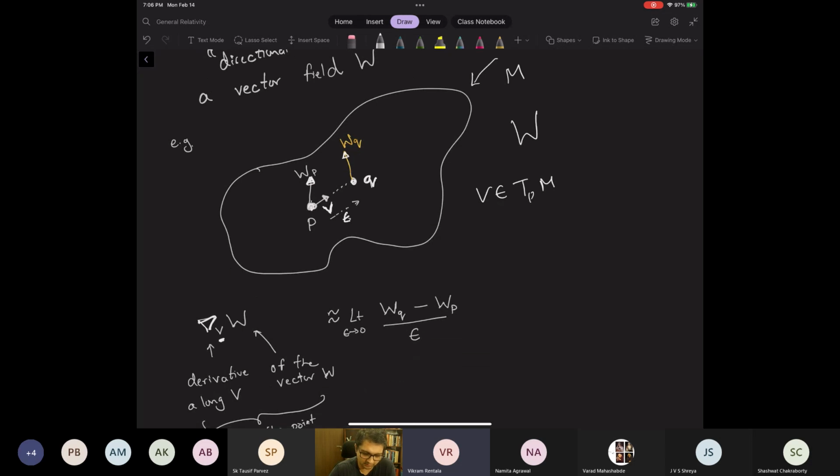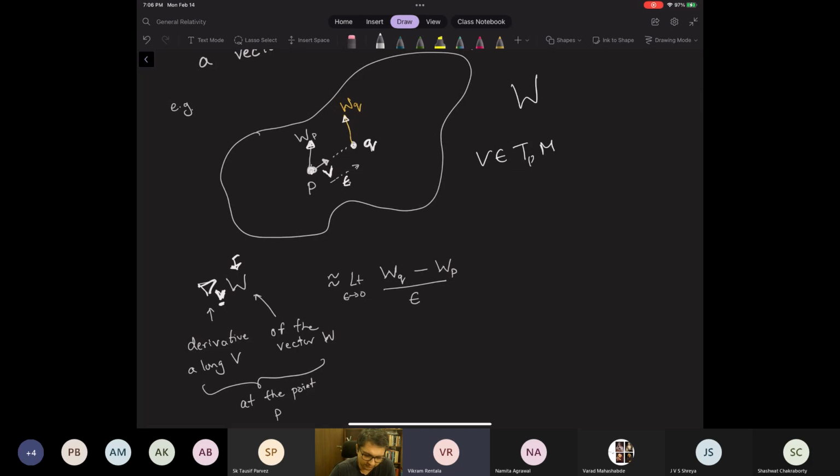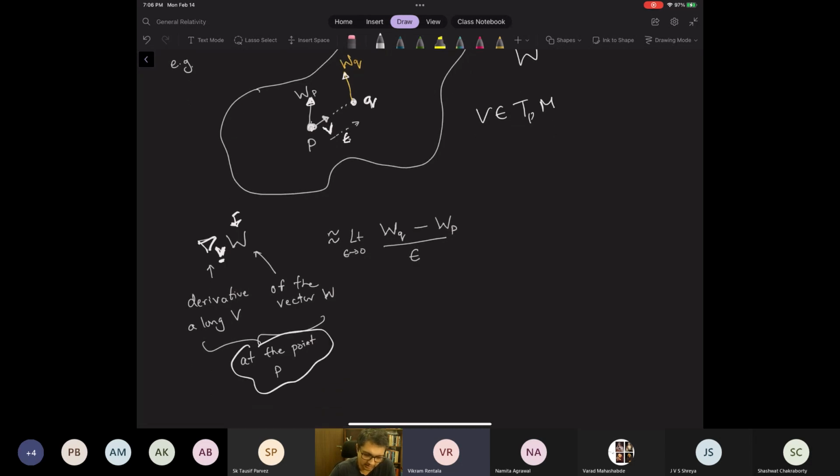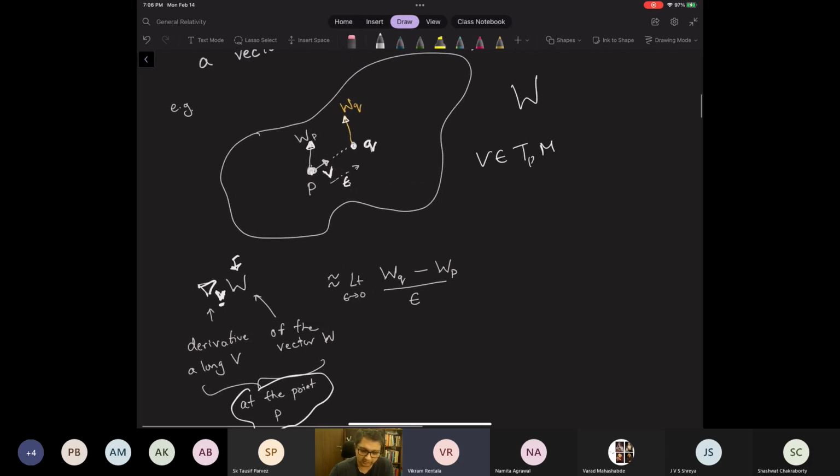So this is the derivative of the vector field W along the V direction, and this is defined at a point P. Intuitively, the rough idea for how to define such a thing is you take the vector WQ, that is, the value of the vector field W at the point Q. Find the vector at the point P, take the difference between them, and divide by epsilon, where epsilon is this displacement. Intuitively, this is the simplest thing that you could think of.